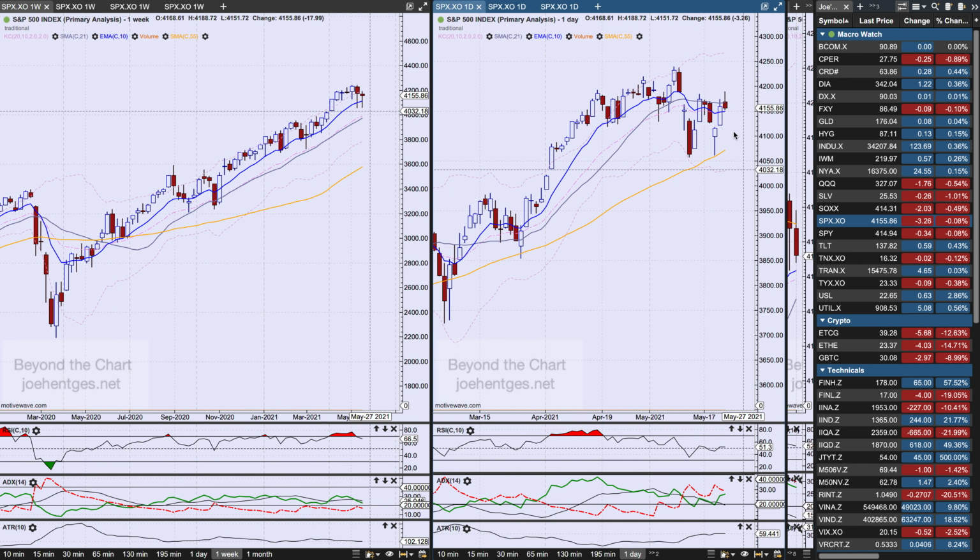Now, here's the SPX. It was down 3.25 points today, a potential little reversal top in here. And then for the week, we closed down almost 18 points.